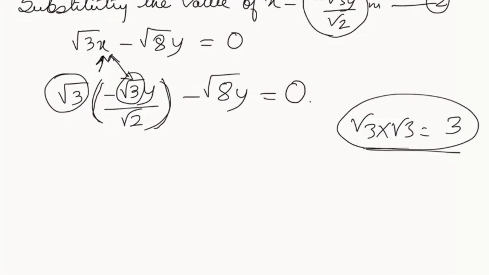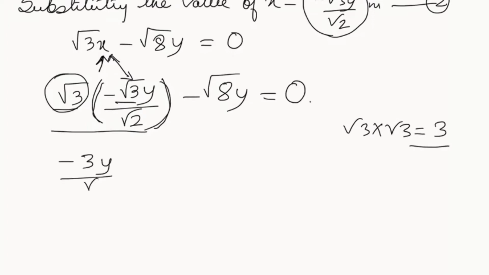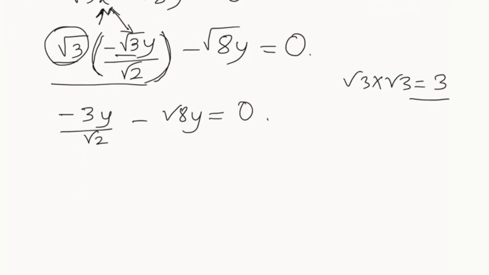Now root 3 into root 3 gives you 3, so minus 3y divided by root 2 minus root 8y equals 0. From where is this minus? This minus is this one. So root 3 becomes 3, and we write the minus here.